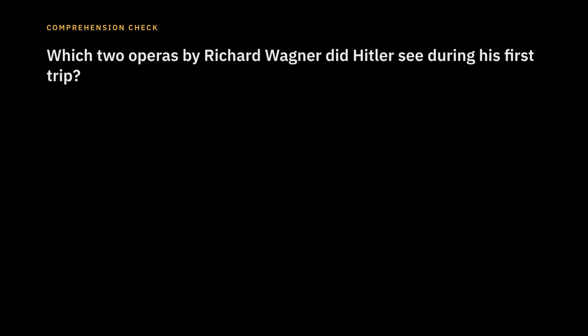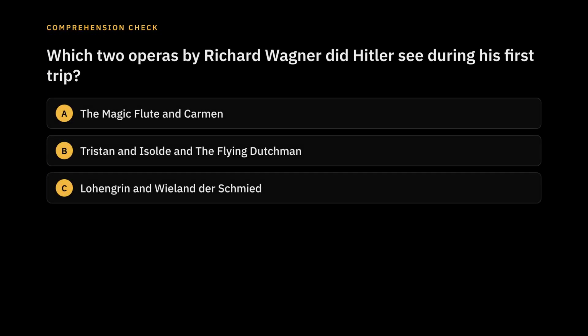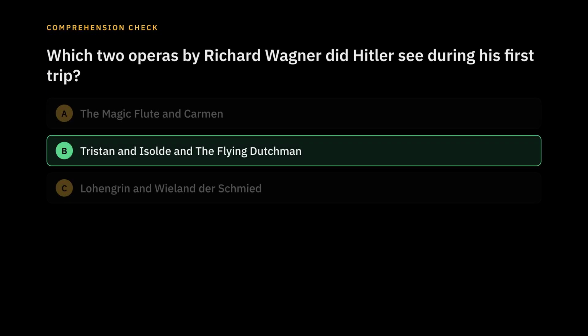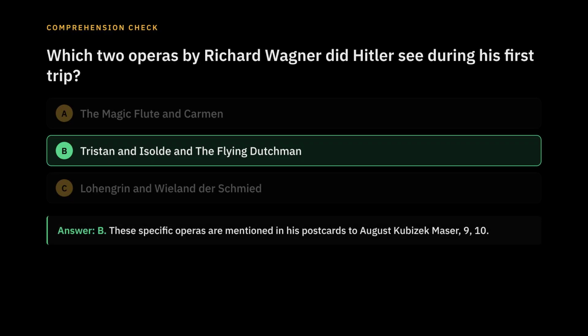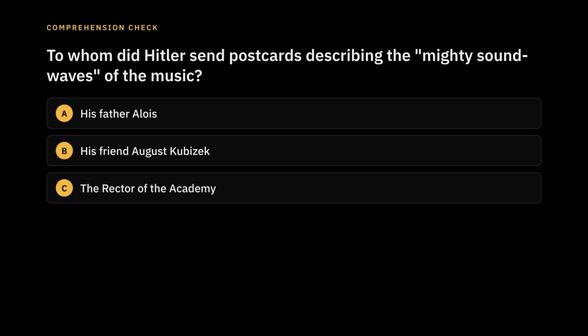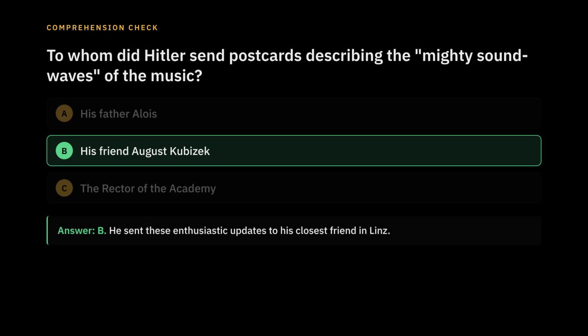Which two operas by Richard Wagner did Hitler see during his first trip? These specific operas are mentioned in his postcards to August Kubizek. To whom did Hitler send postcards describing the mighty sound waves of the music? He sent these enthusiastic updates to his closest friend in Linz.